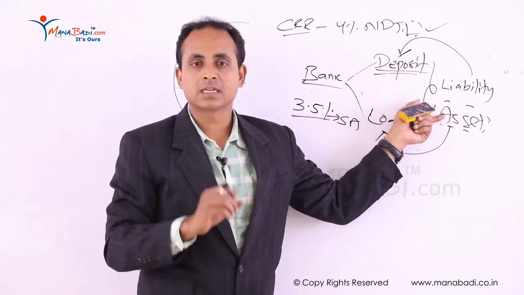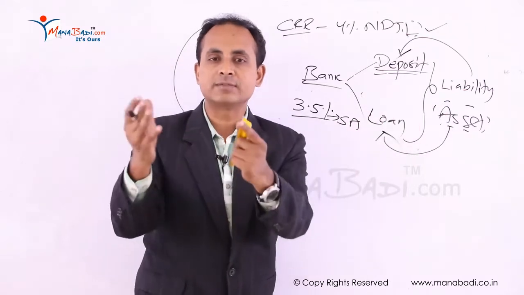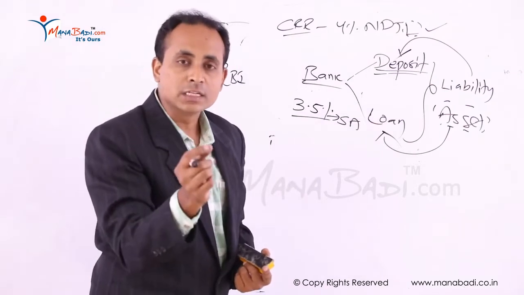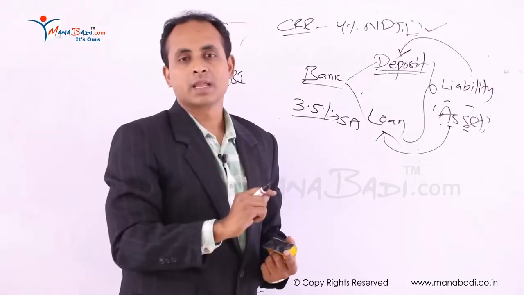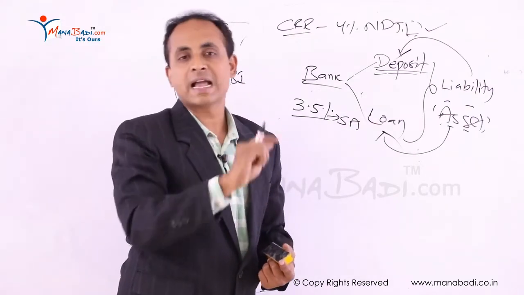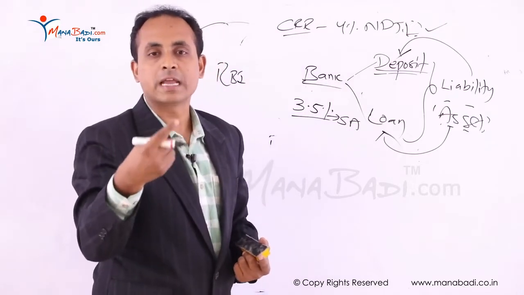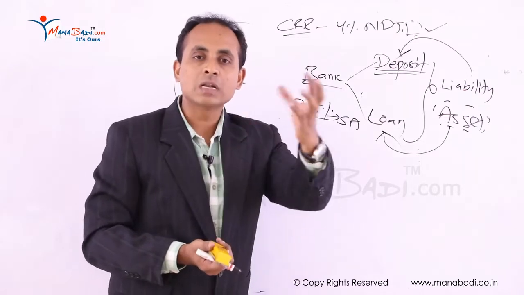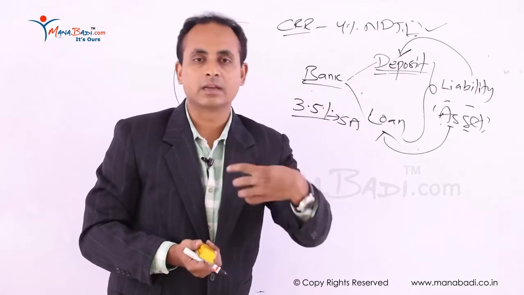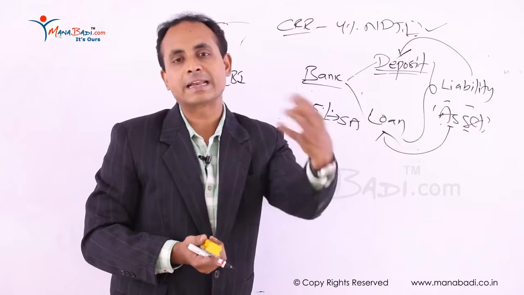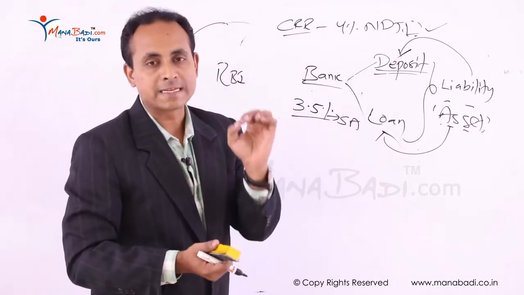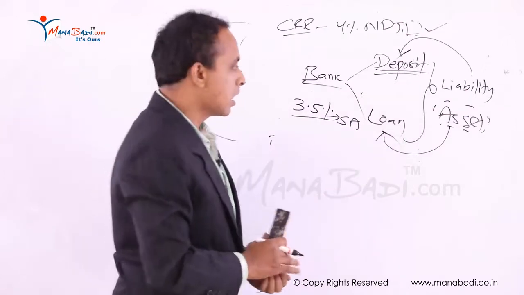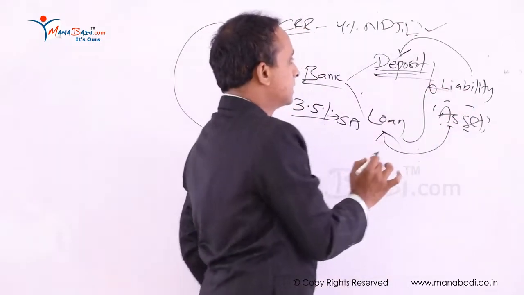That's why deposits are liabilities. On the other hand, say for example SBI received 1 lakh rupees in deposits. Out of that 1 lakh rupees, 80,000 it is giving as loan, and that loan carries 8.5% or 9% rate of interest. Clear? So that loan amount is bringing rate of interest to the bank. So it is creating profits. That's why loans are assets.